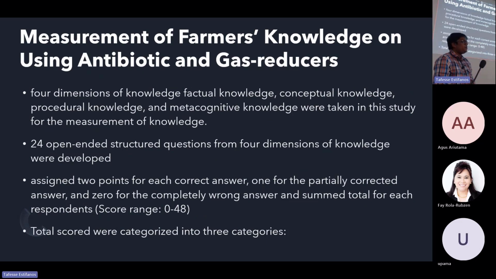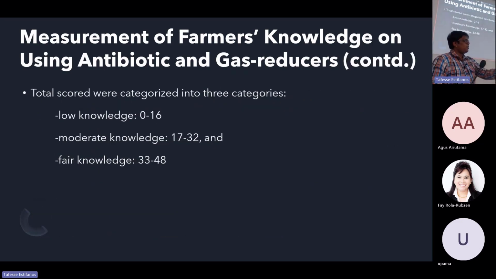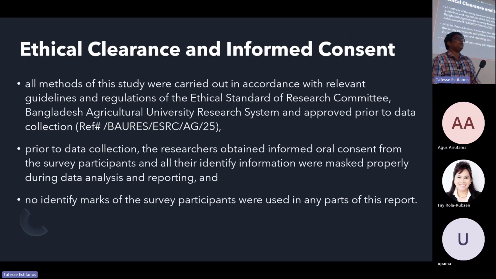And measurement of farmer knowledge, as I told you before, I divided the knowledge into 4 levels. Then 24 open-ended structured questions were formed according to the 4 dimensions of knowledge. I assigned 2 points for each correct answer, 1 for a partially correct answer, and 0 for a wrong answer. So the total score could be 0 to 48. I also categorized the score like this: low knowledge 0 to 16, moderate knowledge 17 to 32, and fair 33 to 48.